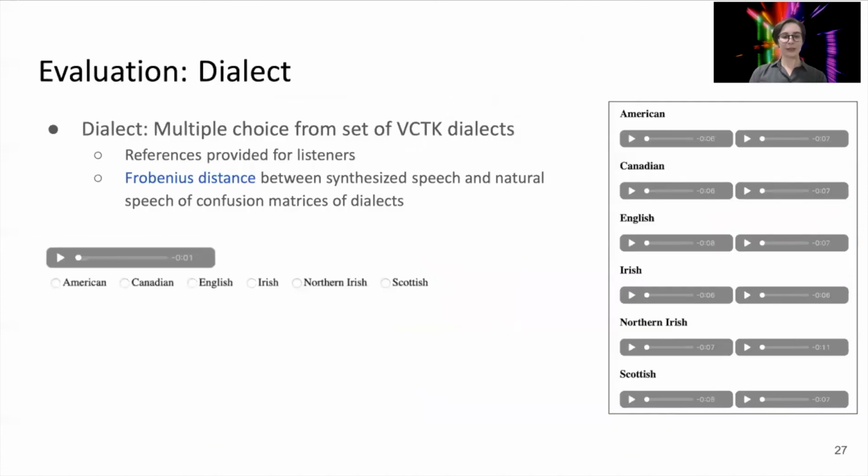We also evaluated dialect similarity of synthetic speech. Listeners were asked to choose the dialect that they heard, with examples presented also for reference. We obtained confusion matrices of dialects for all systems. For example, we found that US and Canadian accents were highly confusable to listeners, even in natural speech. Then we measured Frobenius distance between confusion matrices of synthetic speech and the confusion matrix of natural speech.